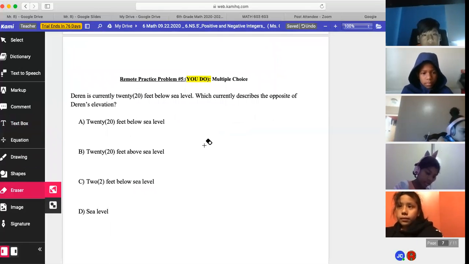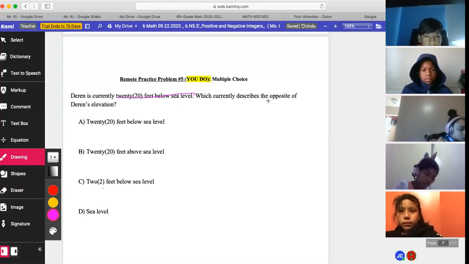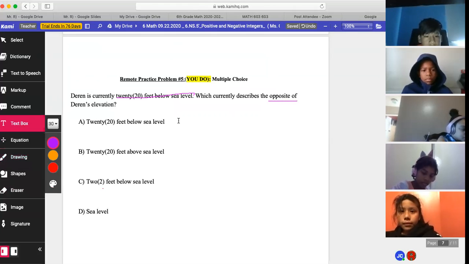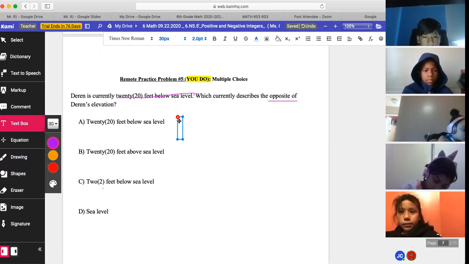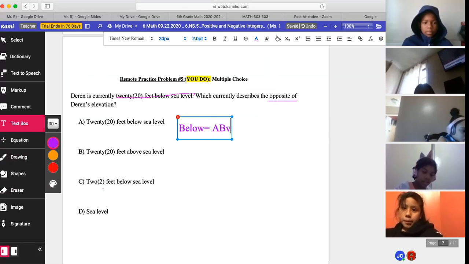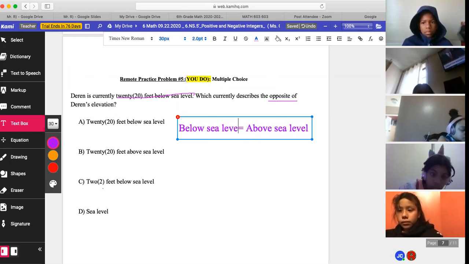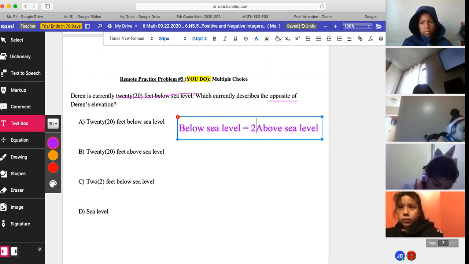All right, let's do this one. Darren is currently 20 feet below sea level. Steven, which option describes the opposite of Darren's elevation? So the opposite, keyword opposite. If I'm 20 feet below, what's the opposite of that? Above. So is it above what? Above sea level. How many? 20. Good. So which one would it be, A, B, C, or D?